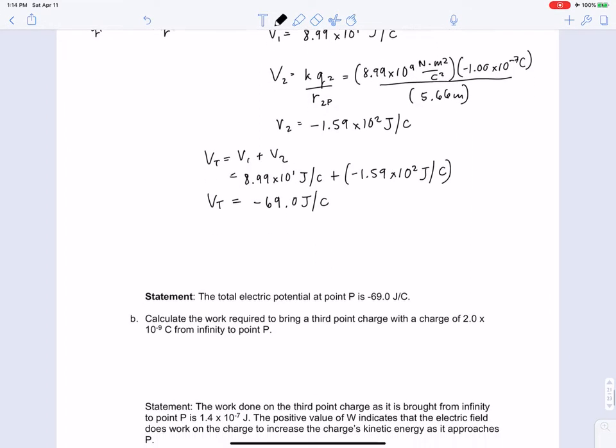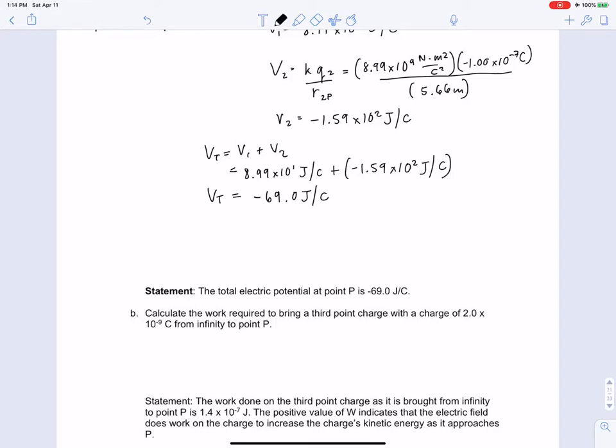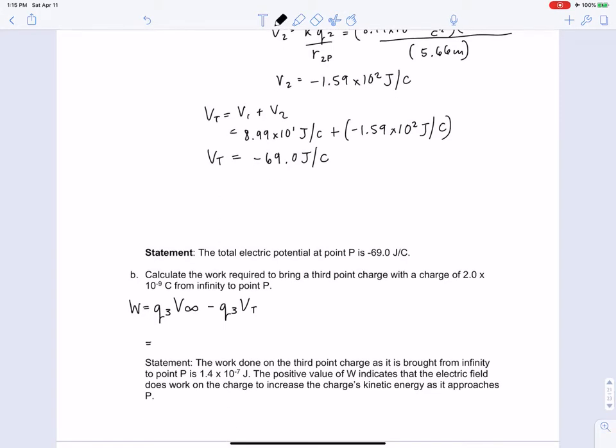Perfect. In part B, we want to find the work required to bring a third point charge of 2 times 10 to the power of negative 9 coulombs from infinity to point P. So, the work done is equal to the charge Q3 times the electric potential at a distance of infinity away minus the charge Q3 times the total potential as measured at point P. Now we know that as r approaches infinity, the electric potential approaches 0. So this term cancels out.